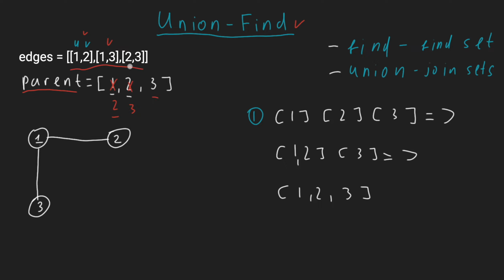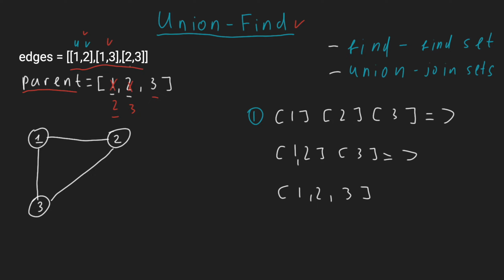Let's find out. First, we are running the find operation. We are finding a parent for each. Parent for 2 is 3, and parent for 3 is also 3. What does it mean? It means that they both belong to the same set. The parent is the same for 2 and 3. So we cannot join these 2 and 3, right?